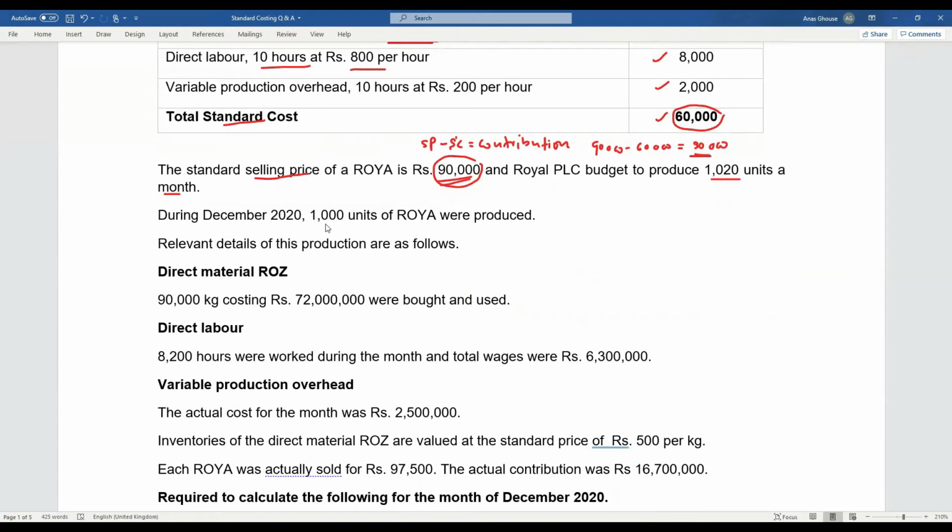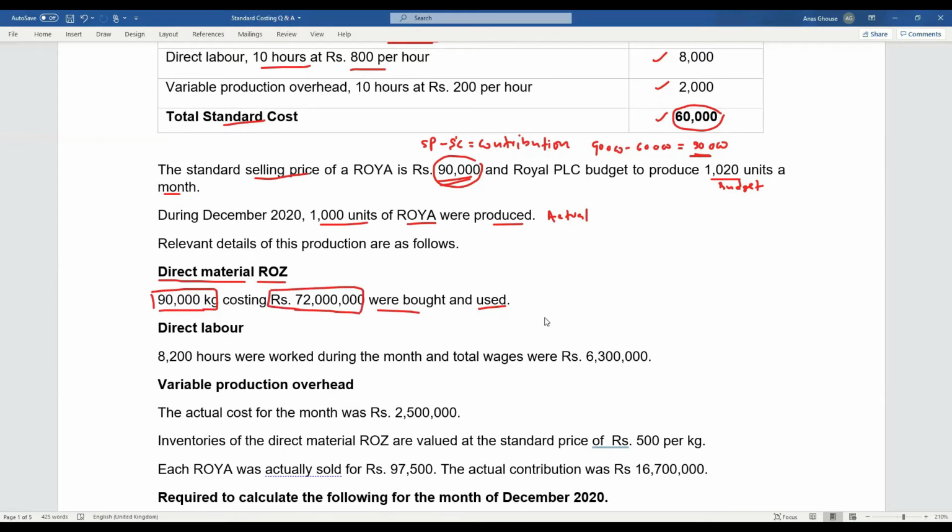During December 2020, 1,000 units of Roya were produced. So this is the actual production, whereas the other is the budgeted production. Relevant details of this production are as follows. Direct material rose: 90,000 kg costing 72 million were bought and used. So the company has bought 90,000 kg and the cost was 72 million.